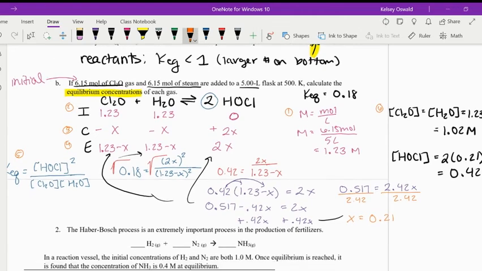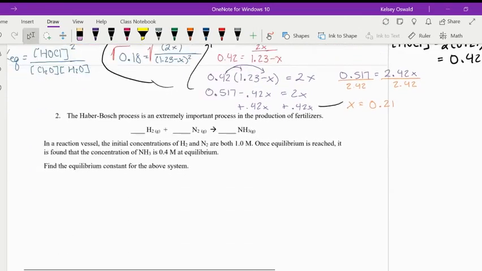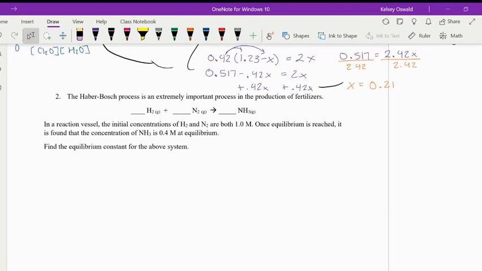Awesome. All right, so then that second one, here we have, oh, I forgot my equilibrium arrow. 3 H2 reacting with 1 N2 to make 2 NH3, and the system is in equilibrium. So this one was nice because they gave us our concentrations. So we don't need to change anything into molarity. They tell us our initial concentrations are 1 molar.